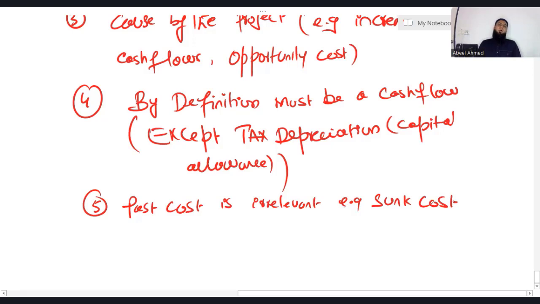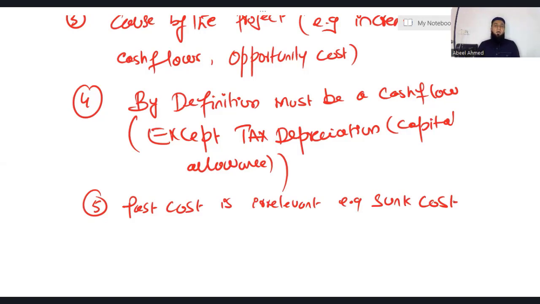For example, before making an investment in a project, your organization has conducted research and development, R&D. Let's say you have incurred millions of dollars on that detailed research. Even though you have incurred millions of dollars, that amount is irrelevant, because you carried out the research in the past. So right now, whether you make an investment or not will have no impact on the cost you have already incurred in the past.